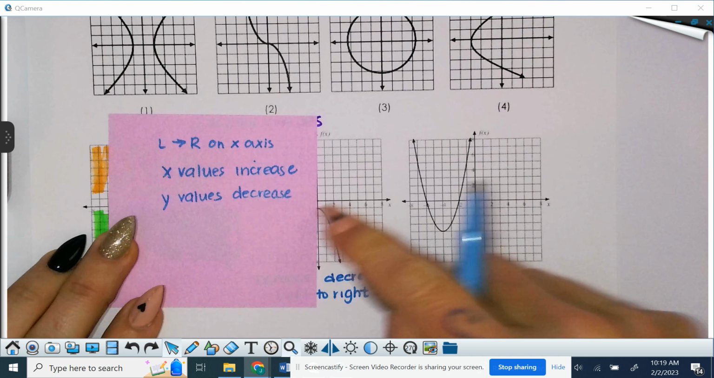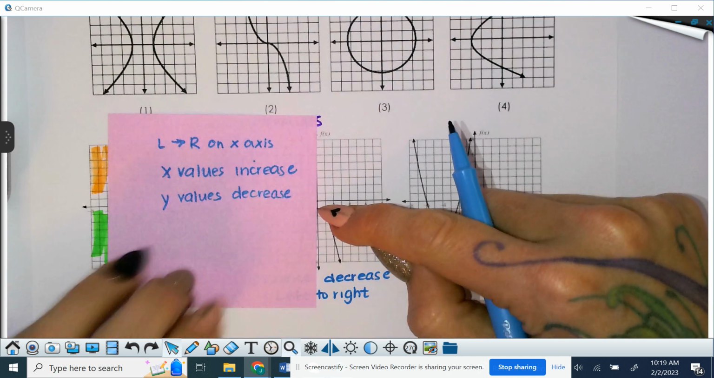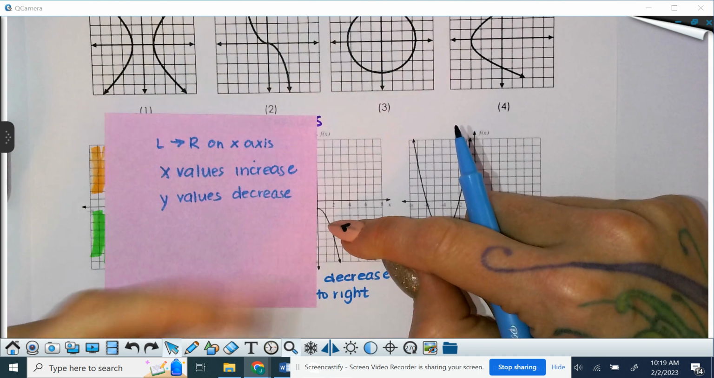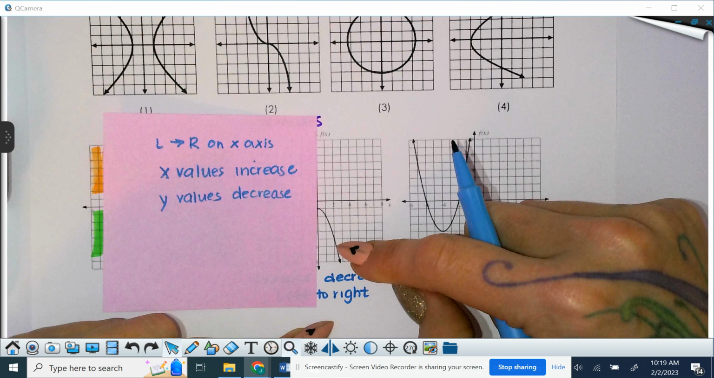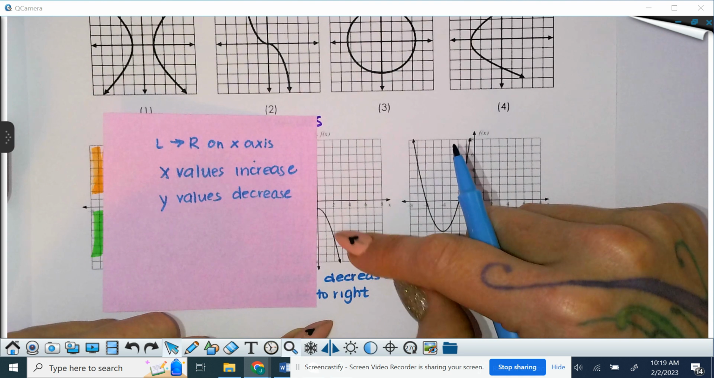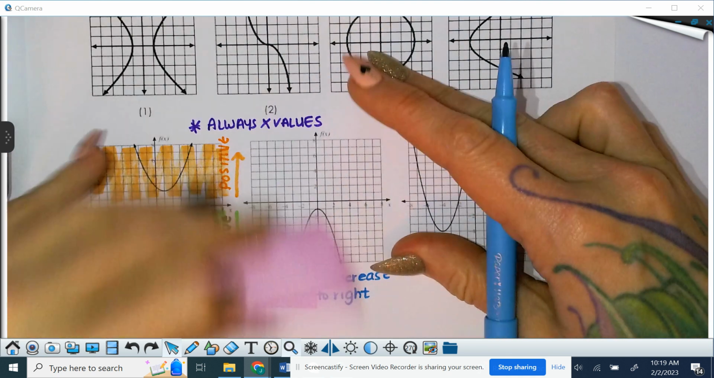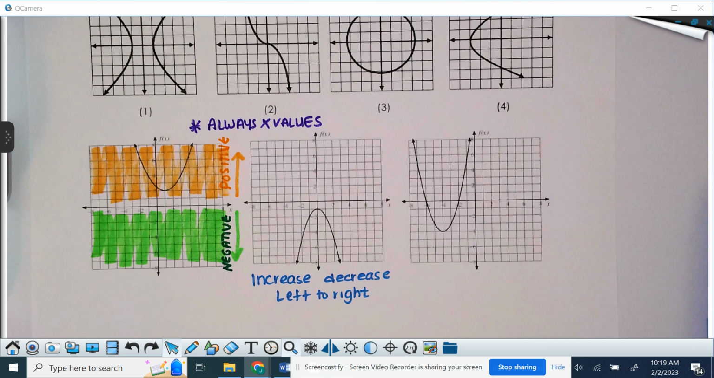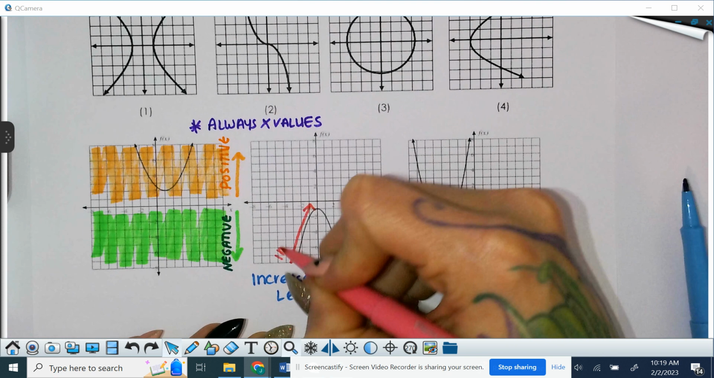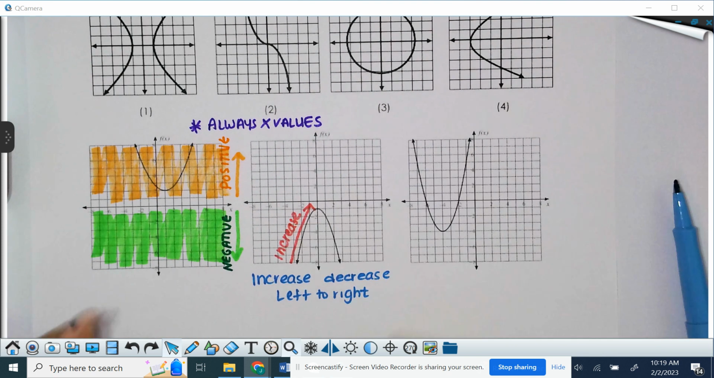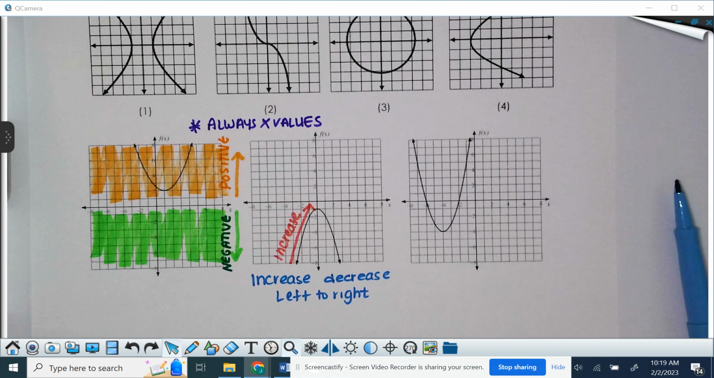So as x gets bigger, y gets smaller. Again, so we had -1 and then -3, -4, -5, -6, -7, -8. They were consistently getting smaller. So increase is going to be going up from left to right. This is your increase. You're going up a mountain. And then decrease is going down a mountain.